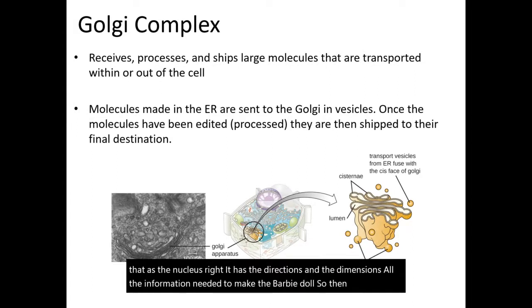Then the ER would be like the factory that just mass produces that generic Barbie doll shape. It does not put on the hair, the outfits, or whatever. It's just that Barbie doll body. So again, the nucleus had the directions. That was the sketch of the Barbie. The ER is where these things are just made, mass producing these Barbie doll bodies. Then it's the Golgi where those final touches are put on.